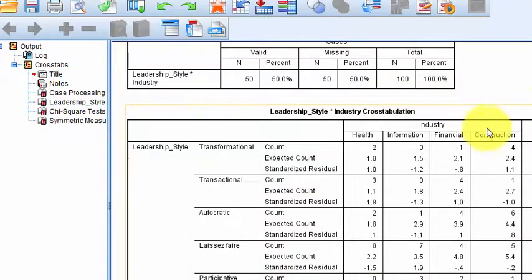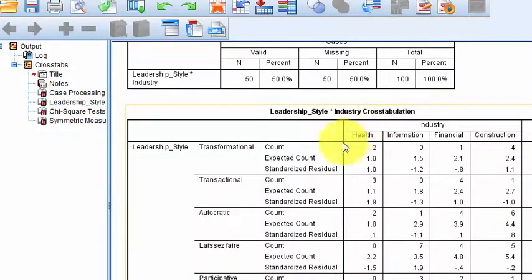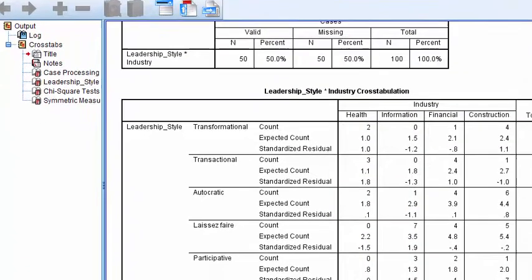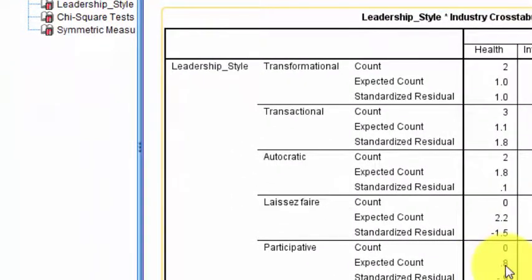So there's construction and there's transactional. No, it's just the opposite. They expected 2.7 and they only got 1, so that one's not true. Next one, 3 times as many health managers use participative. Health managers and participative. Ooh, no. So they expected, let me pull this up just a hair. They expected like 1 and they got 0, so that's not true.